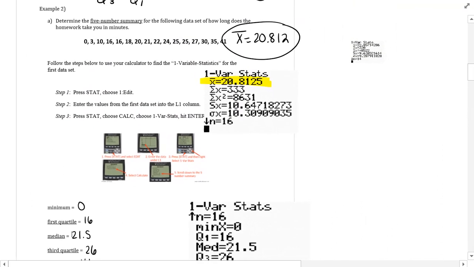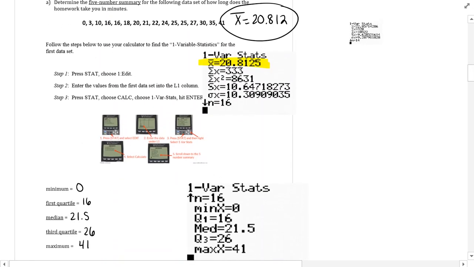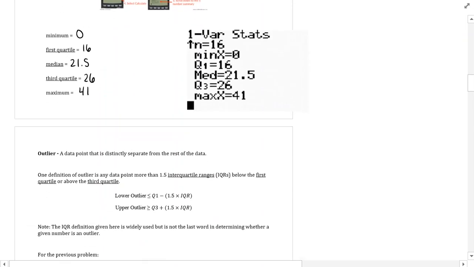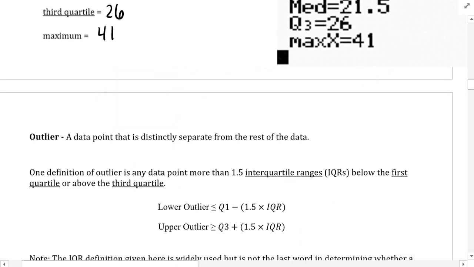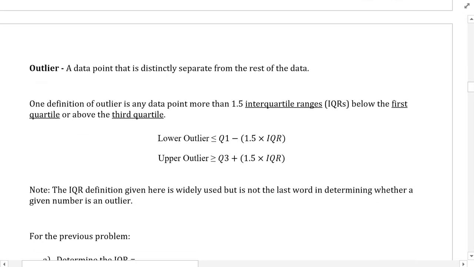In the past, you've found an outlier by inspection, looking at it and saying which one of these doesn't belong. An outlier is a data point that is distinctly separate from the rest of the data, in case you forgot. Mathematically, one commonly used definition, though not the only one, is that it's an outlier if it's more than 1.5 times the interquartile range below the first quartile or above the third quartile. Again, this is a widely used one, but not the end-all be-all of outliers.